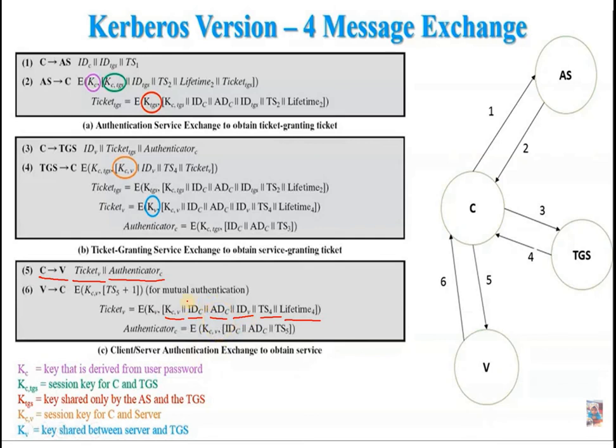So now this server can decrypt this because it is encrypted by KV. Now KV is available with V, so he can decrypt it and he can check this session key. He can check the identification of client, network address of the client, identification of server, timestamp and lifetime, and he will verify whether it is having valid lifetime and valid timestamp or not. Once it is valid, then the client can communicate with the server.